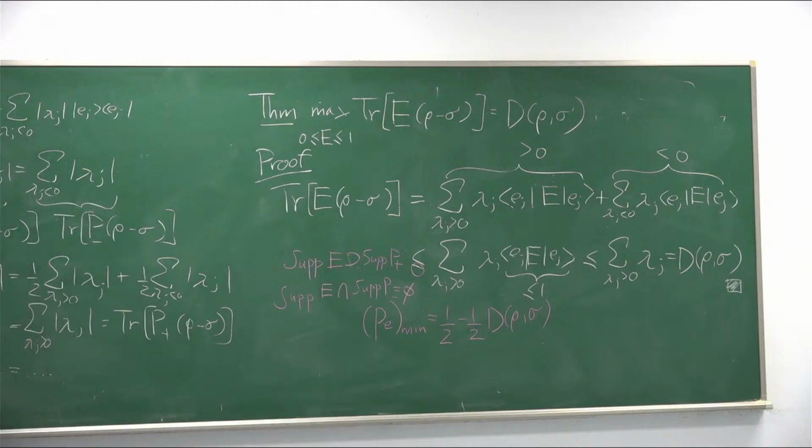Although, of course, in practice, you wouldn't know what rho and sigma are, right? So you cannot choose the POVM that distinguishes them. Okay, what's next? Okay. If everybody is okay, I'm going to start erasing from the left.